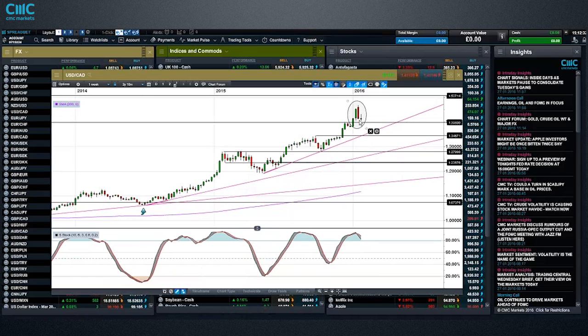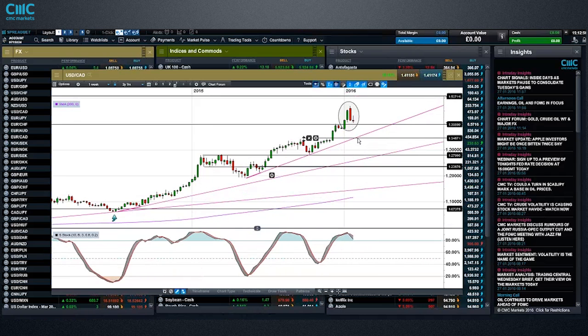We didn't quite make a lower low, but we certainly closed below the open of the previous week, and we opened above the previous close. So the actual body of the candle engulfs the body of the previous candle. That has to happen at the end of a previous uptrend to be particularly valid.